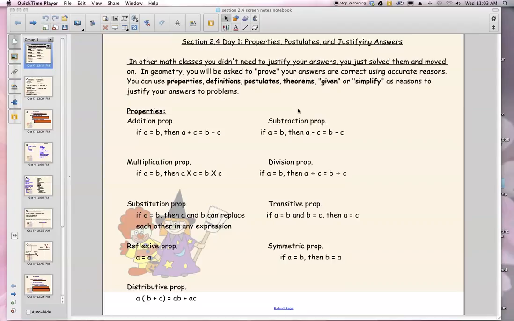Now that you are starting to get into upper level classes, we have to start looking at why. Why can you solve problems the way that you do? Why can you add 4 to both sides? Why can you divide by -3 on each side? Why is it okay to do the things that you're doing, instead of just simply doing them, looking into why?